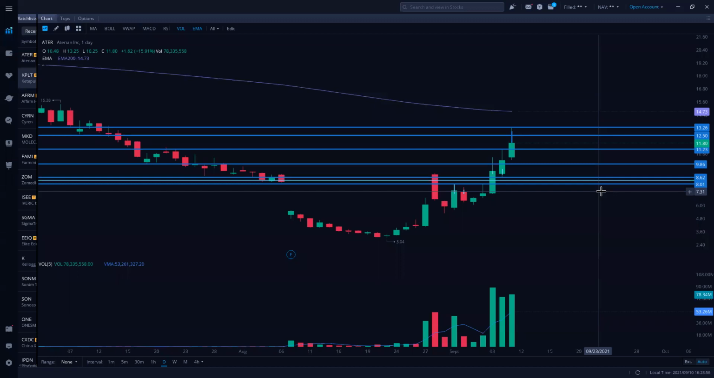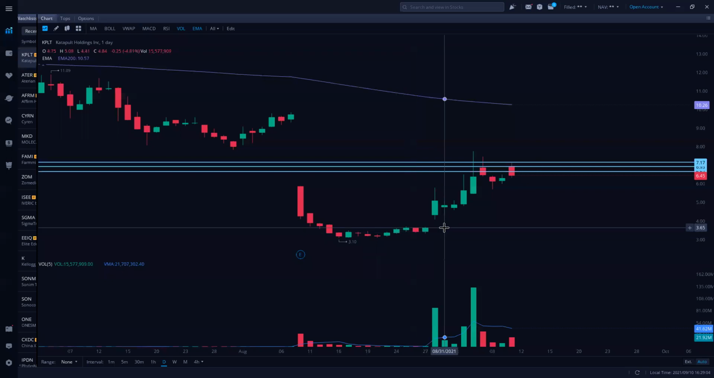And also, could you pull up KPLT? That was a nice overnight swing that kind of follows ATER. I've noticed. Yeah, I just went over that. If you look at that daily, it's mimicking ATER daily before it broke out.